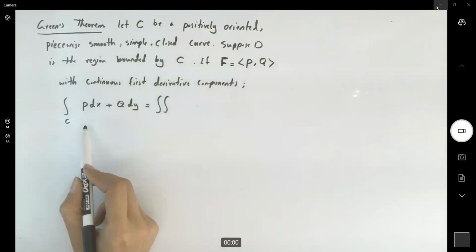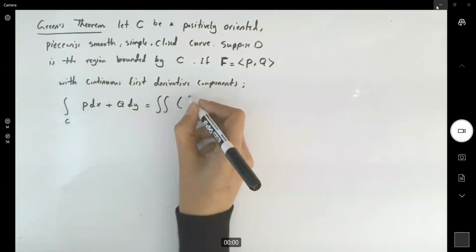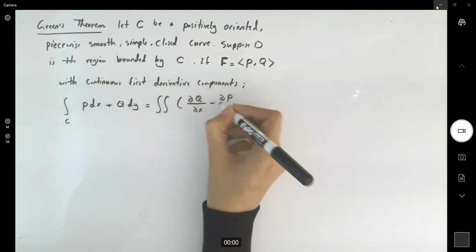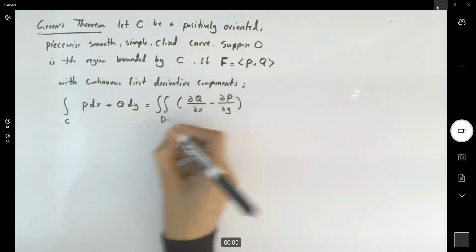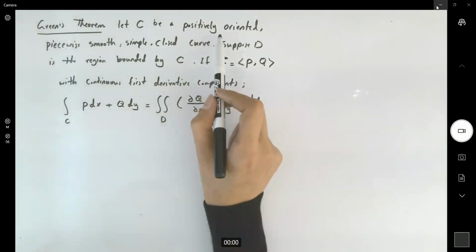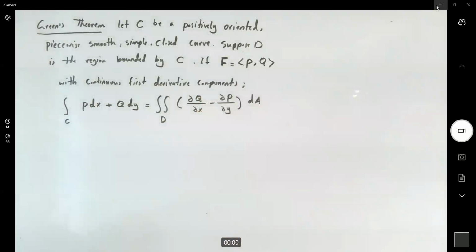So you can convert your line integral to a double integral of the partial derivative of Q with respect to x minus the partial derivative of P with respect to y over region D dA. So Green's theorem says if these conditions are met, then you can convert your line integral into a double integral.